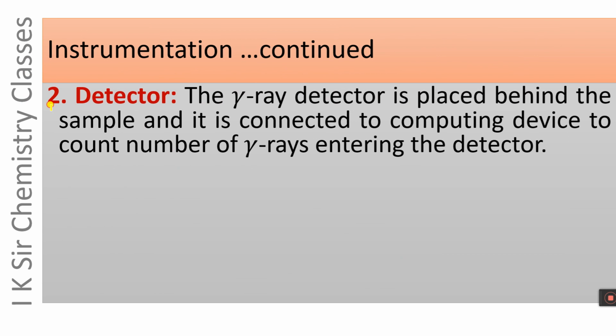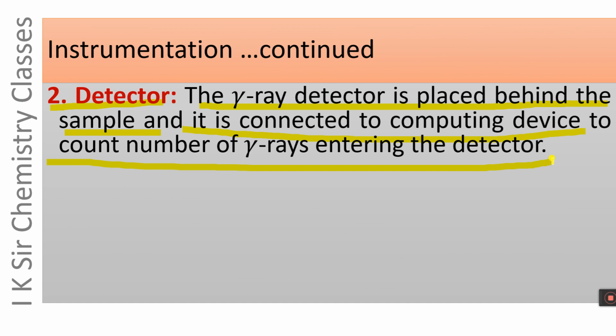Detector, gamma ray detector. The gamma ray detector is placed behind the sample as we have seen in the figure, and it is connected to a computing device to count the number of gamma rays entering the detector, and thus becomes able to detect and count the number of gamma rays falling on it.